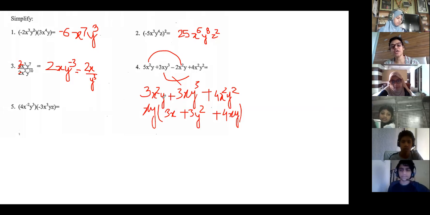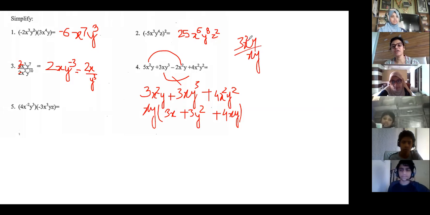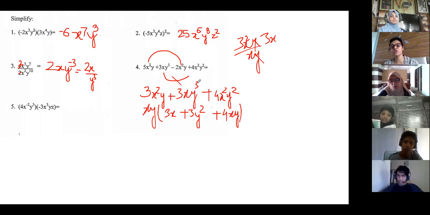So when I divide 3x square y by xy, what is the answer? y cancels, and x to the power 2 and x to the power minus 1 goes up, so you get 3x, correct? x square upon x is x, so you get 3x. Again, if you divide 3xy cube upon xy, x cancels, y to the power 3 minus 1, you get y square. If you don't know how to take out common, just divide all the terms with the common thing, and you will get the answer.